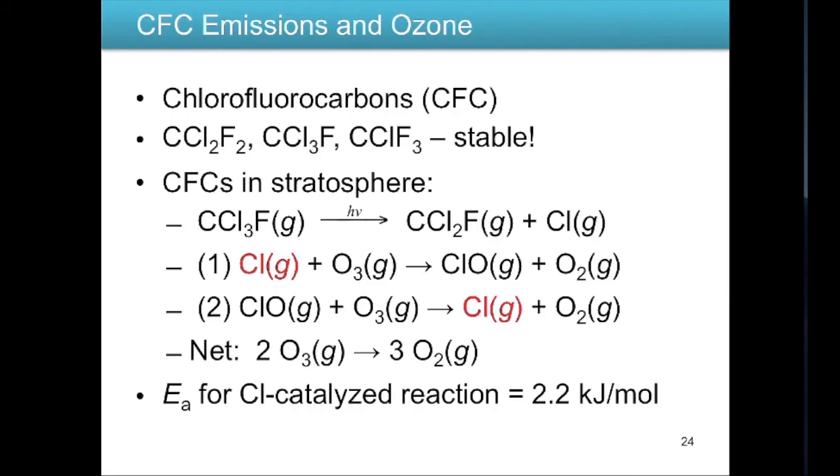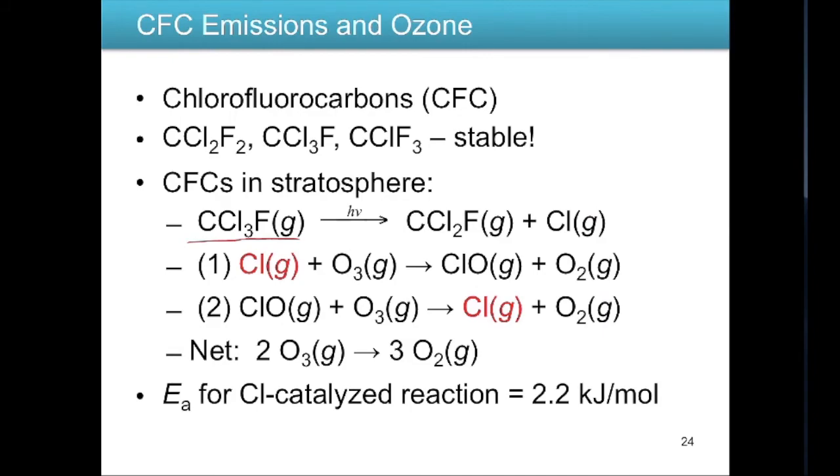So these guys are quite stable in the atmosphere. If you remember from, I think, 2 or 3 videos ago, there was a slide that told you that the half-life of these guys is 50 years. So why they're so dangerous and why they do what they do is, first, they break down.